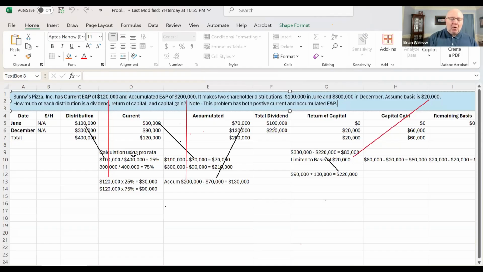All right, so if we had $100,000 in June out of $400,000 throughout the year, what we're going to do is go $100,000 divided by $400,000, and that's going to tell us 25%.